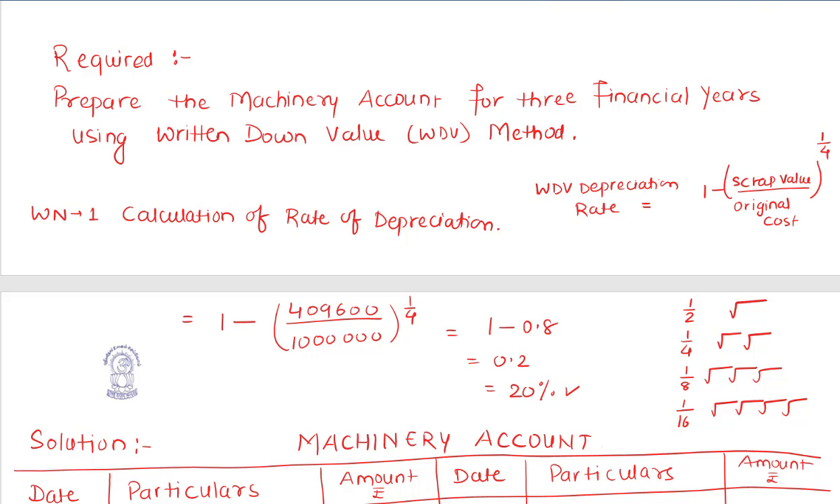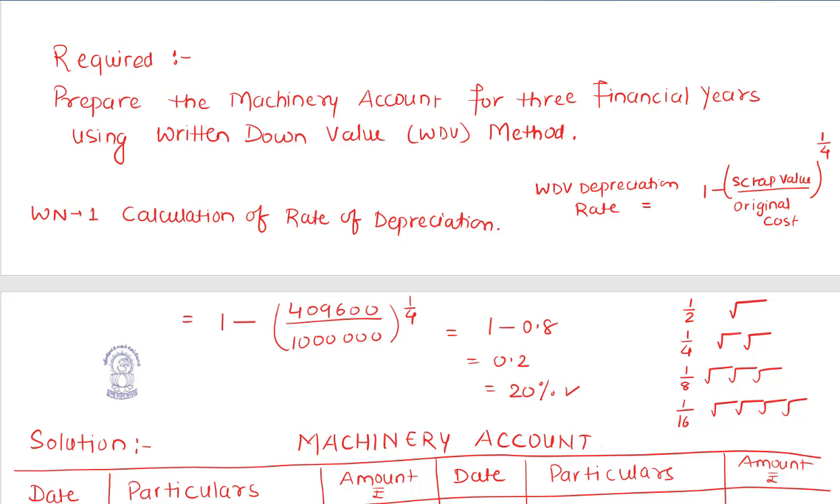Again type 4,09,600 on your calculator, divide by 10 lakh, equals. The figure on your calculators is 0.4096. Now what you need to do is press under root 12 times.